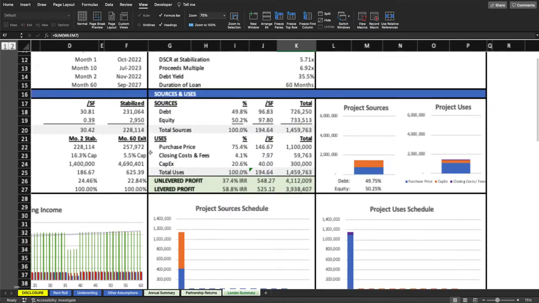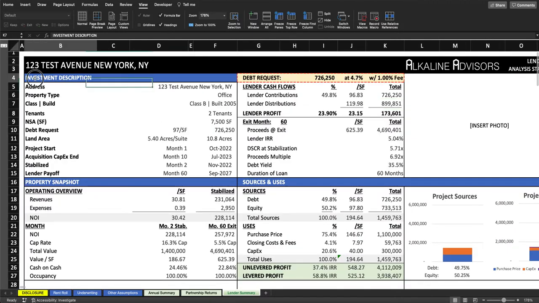So let's actually do this. Take out that page one section. So you'll see here's the investment description. It shows 2 tenants, 7,500 square feet. This will update automatically. This will show the debt request per square foot. Office, Class B, built 2005. This 123 Test Avenue updates automatically based on the inputs in the underwriting section. So does the rest of this.